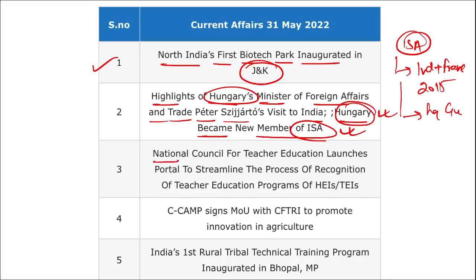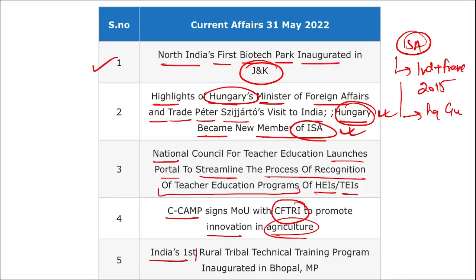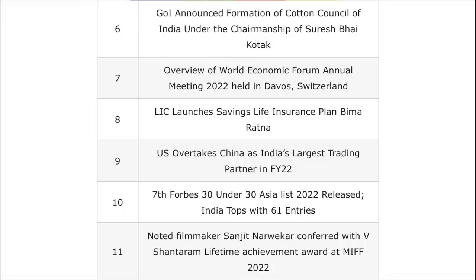Then NCTE, that is your National Council for Teacher Education, has launched a portal to streamline the process of recognition of teacher education programs of HEIs and TEIs. C-CAMP has signed an MOU with CFTRI to promote innovation in agriculture. India's first rural tribal technical program was inaugurated in Bhopal, MP.